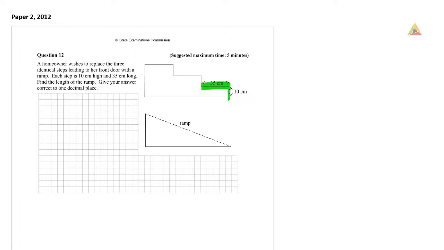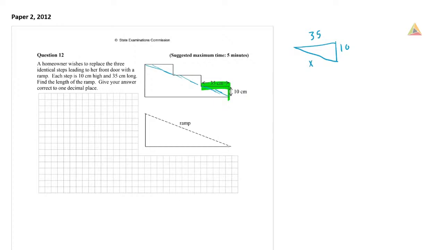So what we would need to do to find the length of the ramp, we would need to get this diagonal here. And that would give us the same as this diagonal here, which would give us the same as this diagonal here. When you get the value of the diagonal, you multiply it by 3 because you have 3 steps. So I'm going to just draw out one triangle here, which is what we have. So each step looks like this. We know that this is 10. We know that this is 35. And what we're looking for is this here.